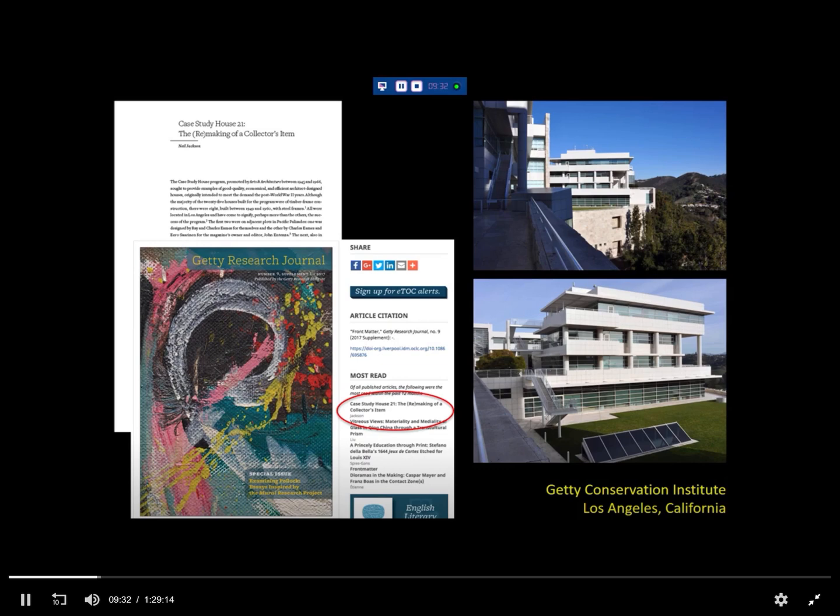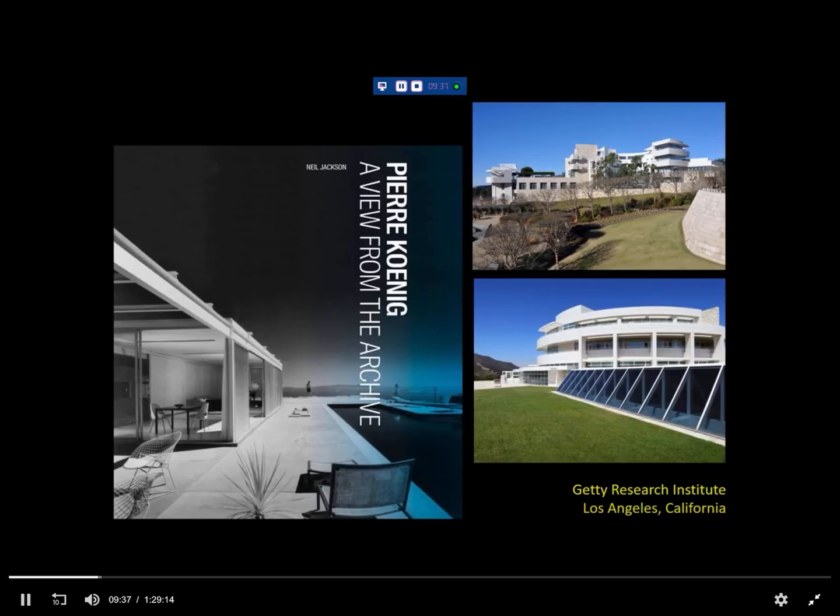And while I was there, having coffee out on the terraces, enjoying the California sunlight, I had a conversation with somebody from the Getty Research Institute, one of the directors, who said, well, why don't you put in a book proposal, and we'll see if we can do a book on Pierre Koenig. So I put in my book proposal, and they accepted it, and this is what came out, A View from the Archive. So that was 2014 when that contract came through.